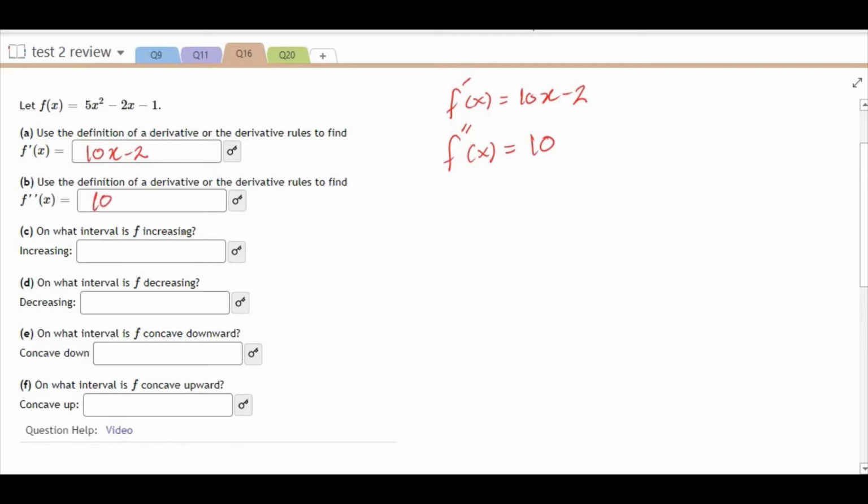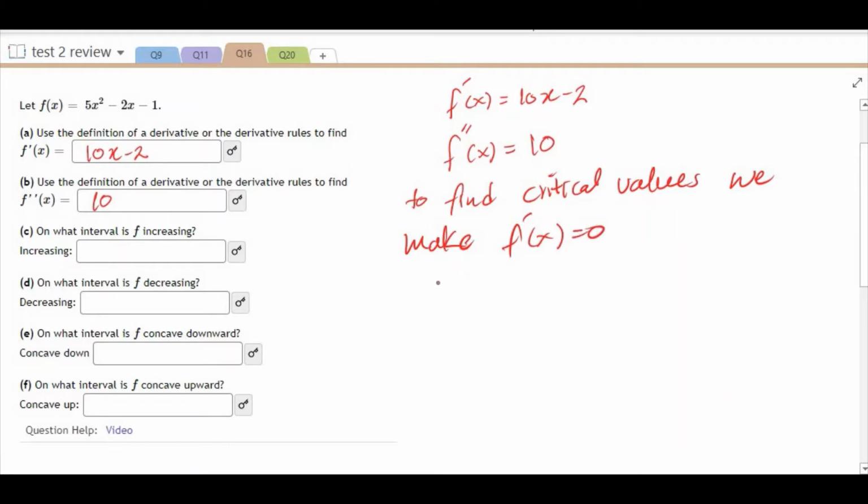Now, in order to find where the function is increasing and decreasing, we want to find the critical values. The critical values can be found when we put f prime of x is equal to 0. So to find critical values, we make f prime of x is equal to 0. So we're going to do that. We have f prime of x is equal to 10x minus 2. We're going to make this equal to 0, and then we're going to solve for x.